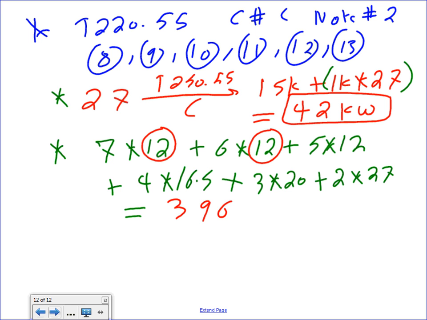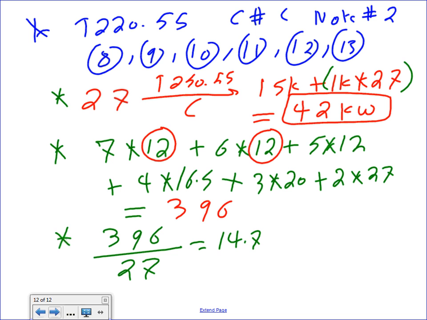396. Okay. The second step is you take the 396 divided by how many ranges do we have? 27, right? Divide by 27. What's your average? 14.7. Anybody disagree? Agree? Do I have a second? Okay. And this will approximate to what? 15 kW, because that 0.5 goes up. 15 kW. Cool. Done.